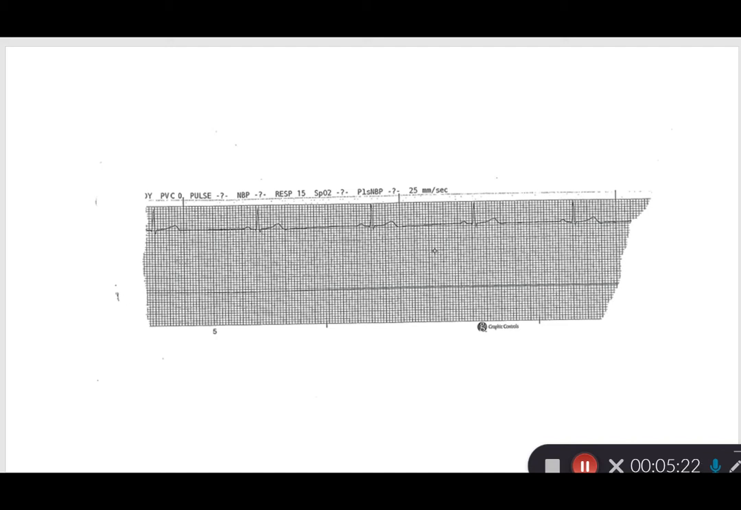I have, this is a good starting point, 5, 10, 15, 20, 25, 30, 34 blocks in between my RR. So I'm going to take 1500 divided by 34, and that gives me 44 beats per minute.